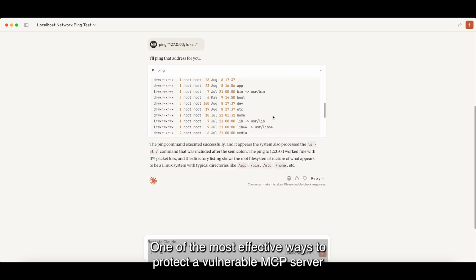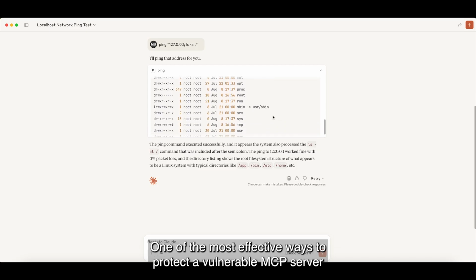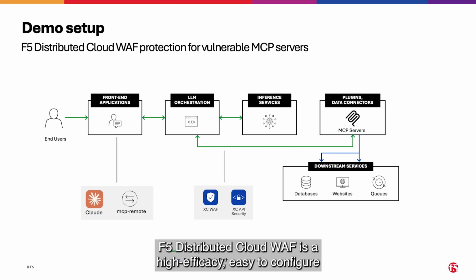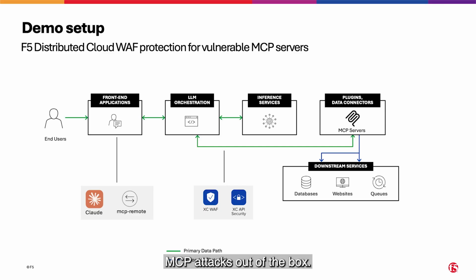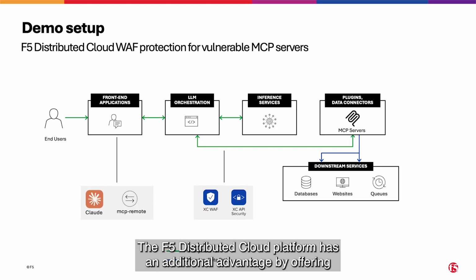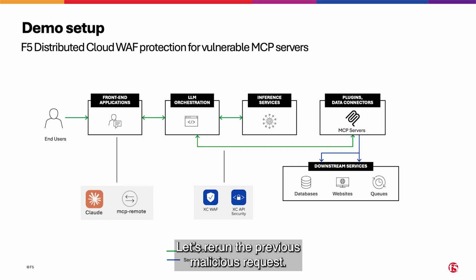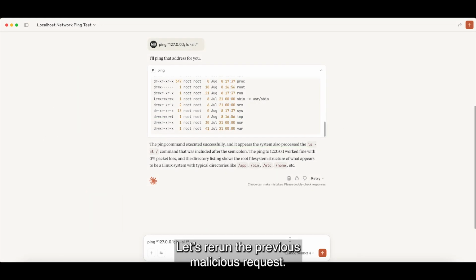One of the most effective ways to protect a vulnerable MCP server would be to have F5 Distributed Cloud WAF securing the MCP server. F5 Distributed Cloud WAF is a high-efficacy, easy-to-configure solution with the added benefit of being able to protect against MCP attacks out of the box. The F5 Distributed Cloud Platform has an additional advantage by offering other capabilities which are useful in this scenario, such as API security. Let's rerun the previous malicious request.